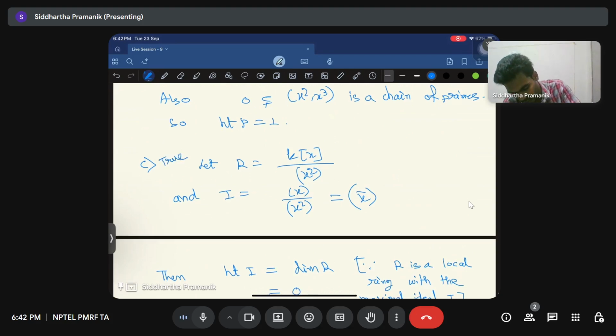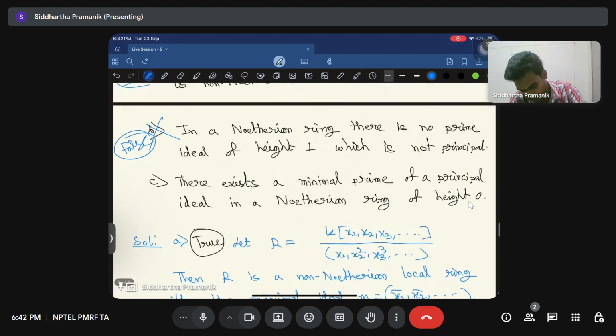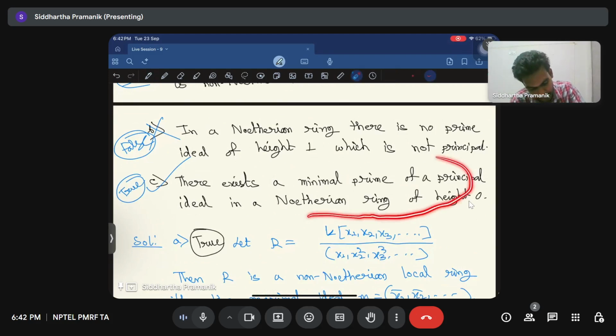So we have got one example of this kind. We have got an example of a principal ideal in a Noetherian ring which has a minimal prime of height 0. So the ideal itself is of height 0.